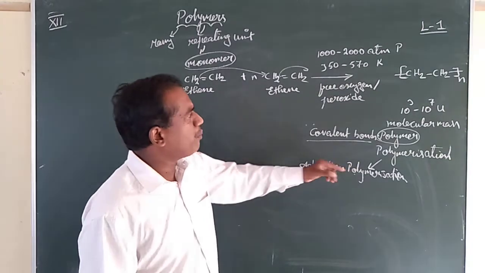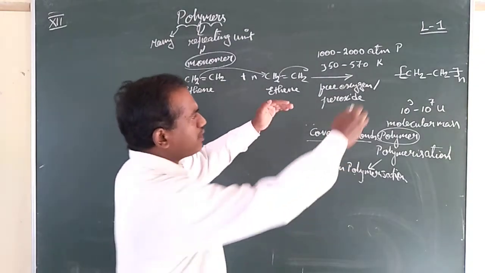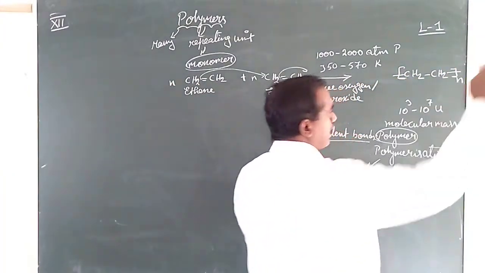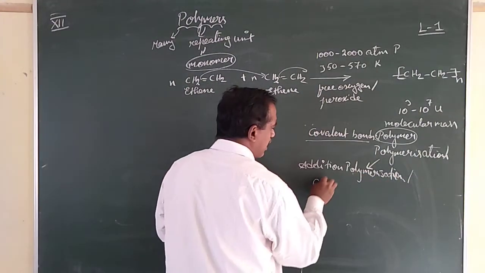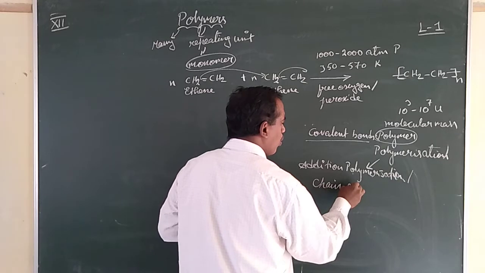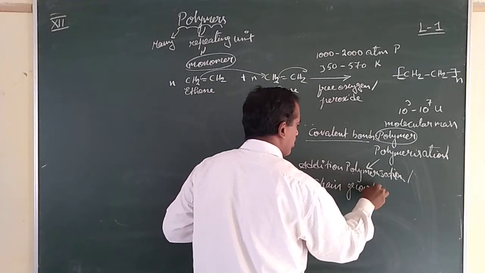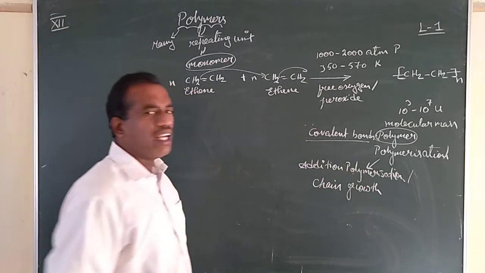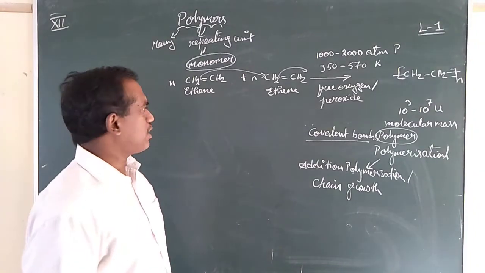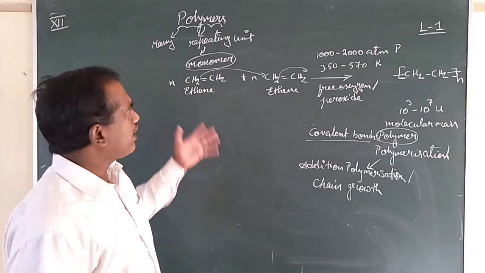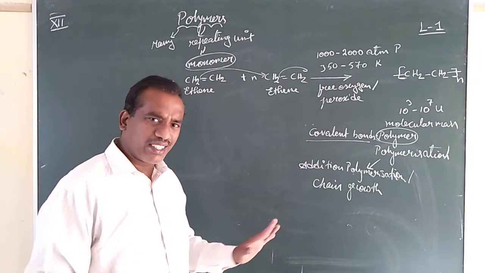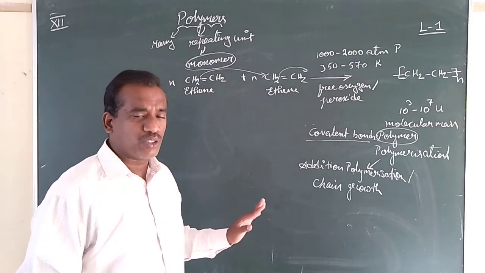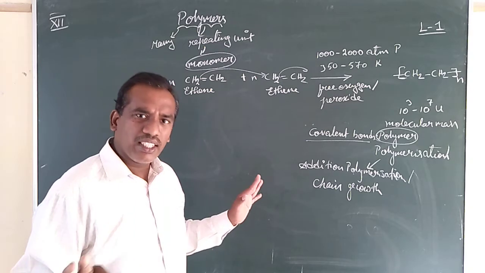During addition polymerization, the chain will be increasing. So addition polymerization is also called chain growth polymerization. What is it also called? Chain growth polymerization. Usually it appears to us like a single step. Is it not, children? But this is not a single step. Addition polymerization is not a single step.